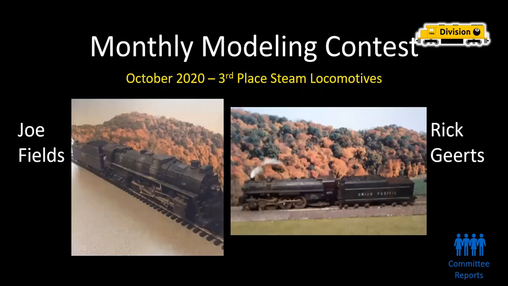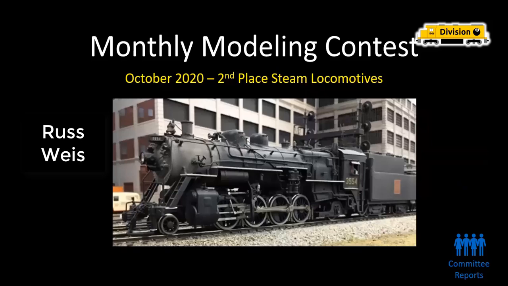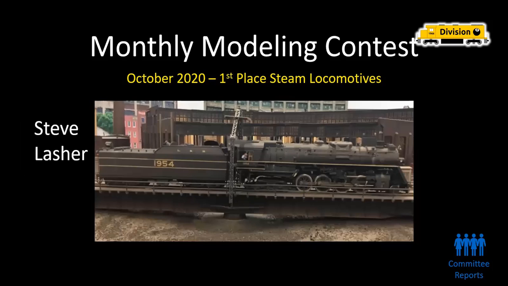Now for second place, we've got Russ Weiss with a Canadian National 282 number 3554. And drum roll, please. First place for this month with steam locomotives is Steve Lasher for, again, his L&N 282 M1, and this is number 1954. So congratulations to Steve. We're grateful for all the good modeling that's on display this time around.